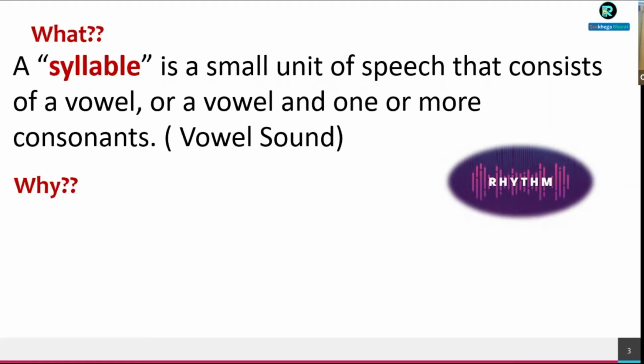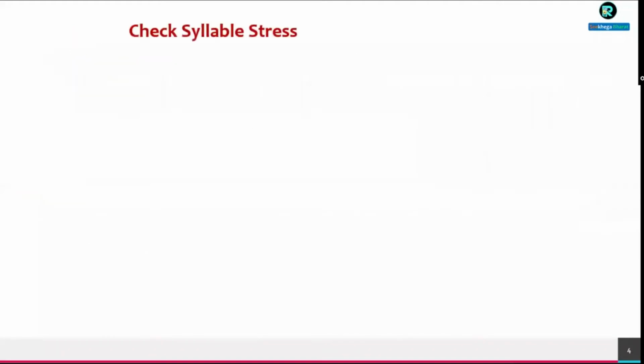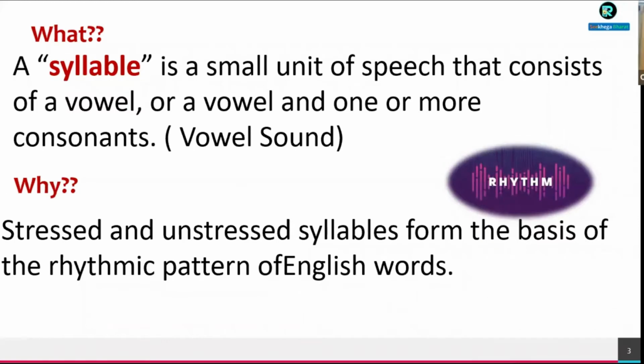Now, when I say vowel or consonant, I mean sound, right? So a small unit of a word called syllable has to have at least one vowel sound. That is mandatory. Why do we need stressed and unstressed syllables? To make a rhythm in speech, and that's how people recognize the words.